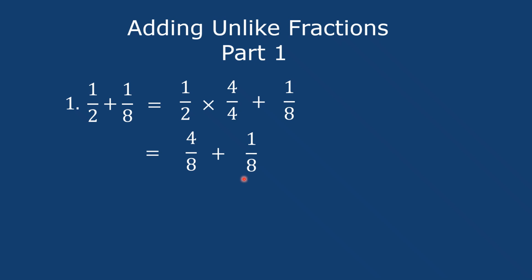The denominators now are the same. So we can just add the numerators and then copy the common denominator, which is 8. So 4 plus 1 is equal to 5, and then 5 over 8. So the answer is 5 over 8.